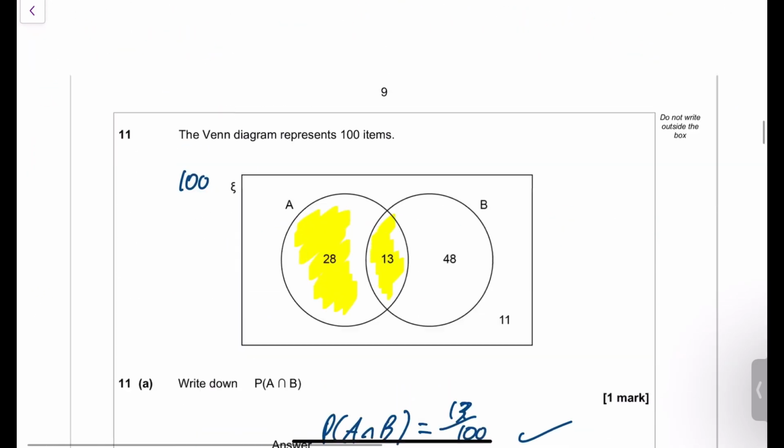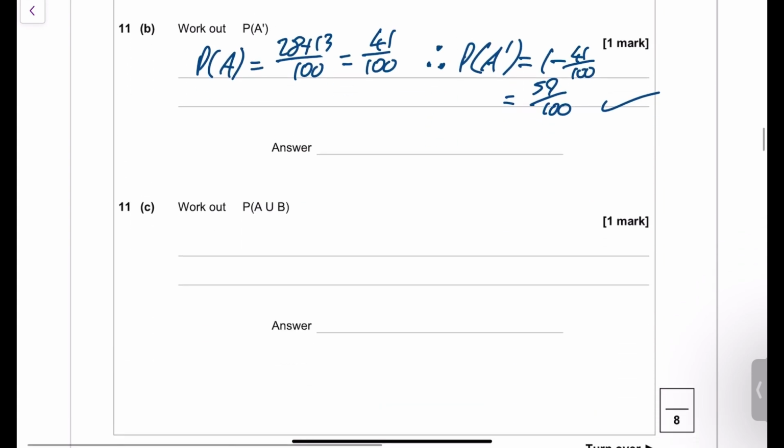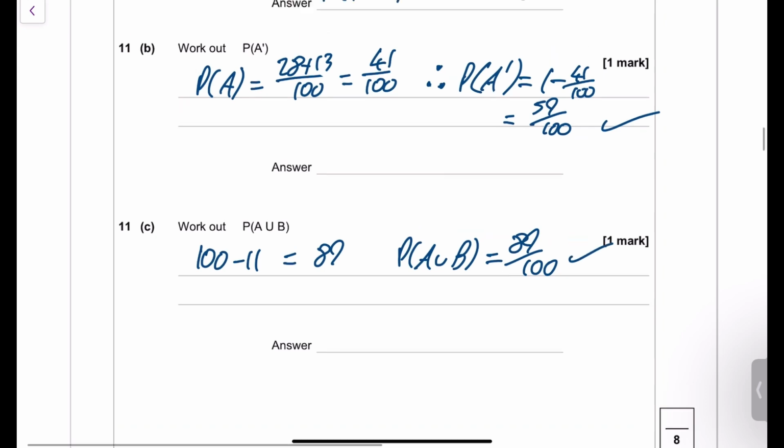Probability of A union B. The easy way to do A union B is to add them all up. You could add them all up, or for A union B, you could do 100 minus 11, and then put that over 100. 100 minus 11 is 89. So the probability of A union B is equal to 89 over 100.